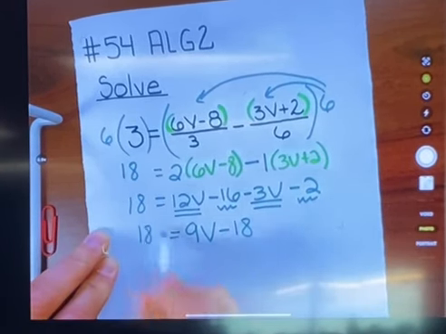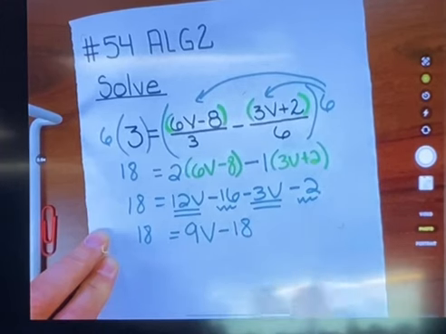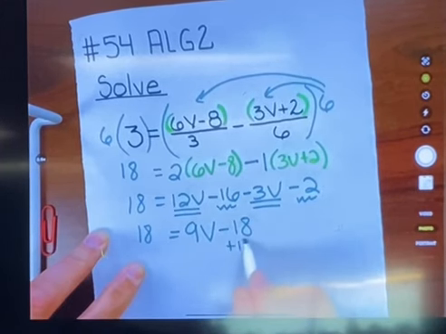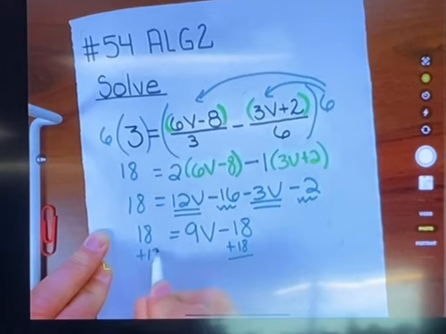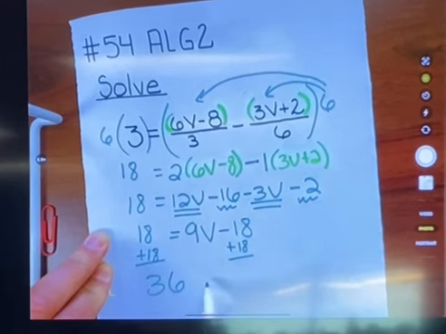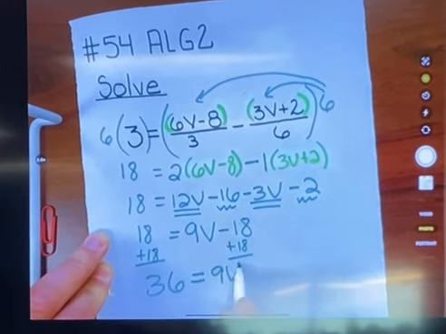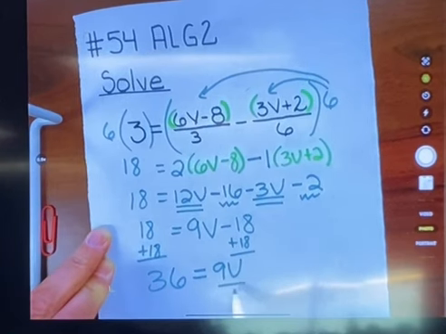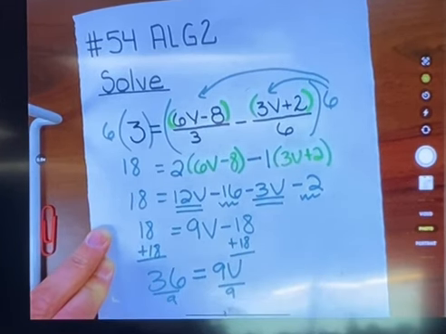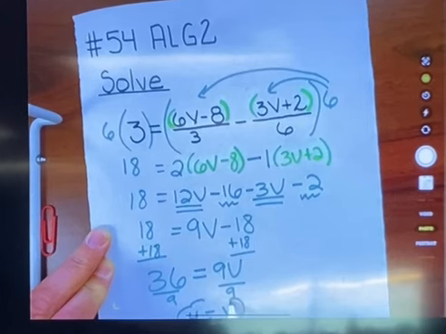Bring down that 18. Now we're ready to move letters to one side, numbers to the other. So I'm going to add 18. And I get 36. Finally, I can get rid of multiply by 9, divide by 9. And then v is equal to 4.